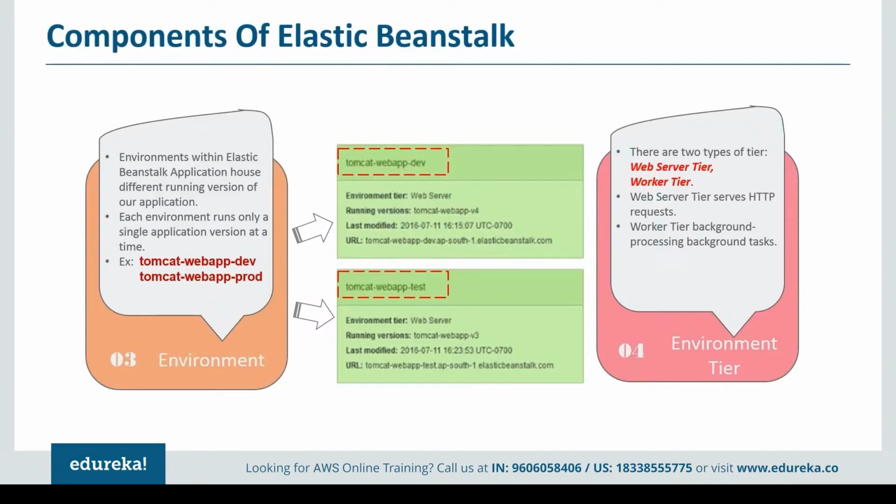Then we have something called environment tier. When you launch an Elastic Beanstalk environment, it asks you to choose among two environment tiers, which are web server environment and worker environment. If you want your application to handle HTTP requests, then you choose web server environment. And if you want your application to handle background tasks, that is where a worker environment comes into the picture. I'll show which to choose and how to work with them when we deploy an application in the later part.